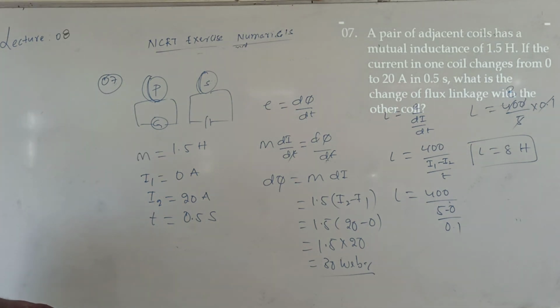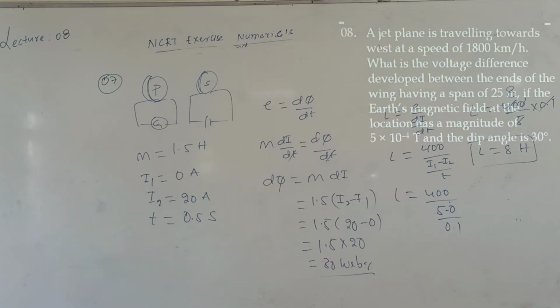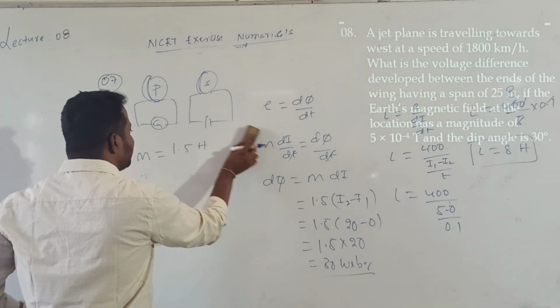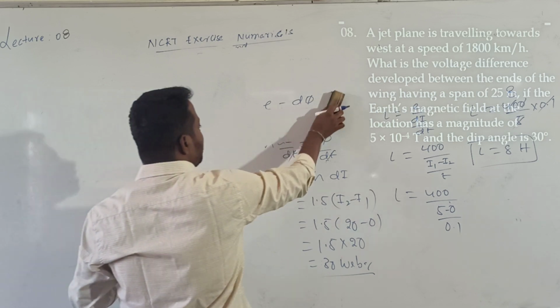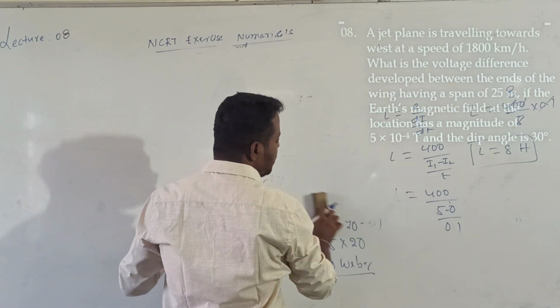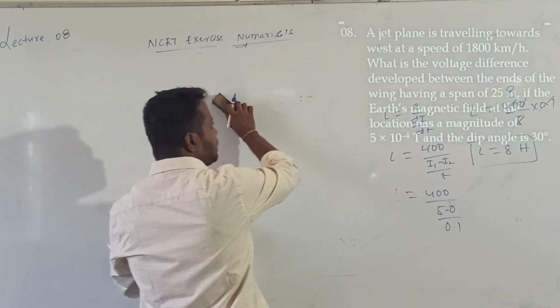Question understood? So this is question number 7. Last question of this chapter itself, the NCERT textbook exercise last question. So that is question number 8.